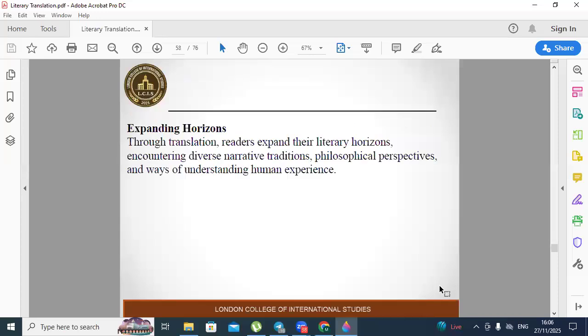Now let's move to talk about expanding horizons. Through translation, readers expand their literary horizons, encountering diverse narrative traditions, philosophical perspectives, and the ways of understanding human experiences that would otherwise remain inaccessible. You discover that the narrative doesn't have to follow Western conventions, that poetry can work in radically different ways across traditions, that profound questions about human existence are explored differently in different cultural contexts.